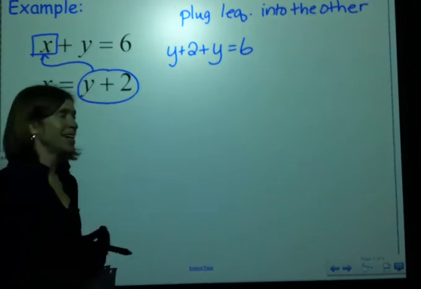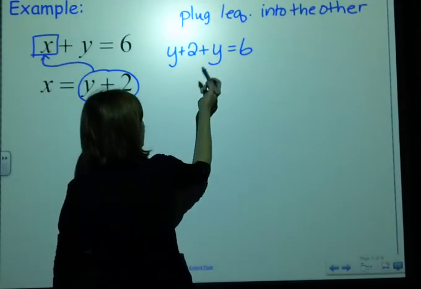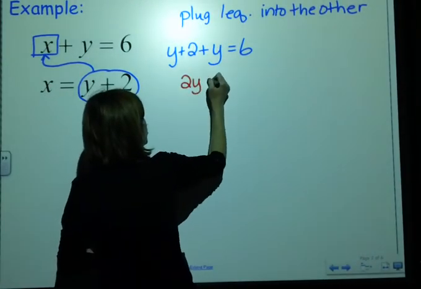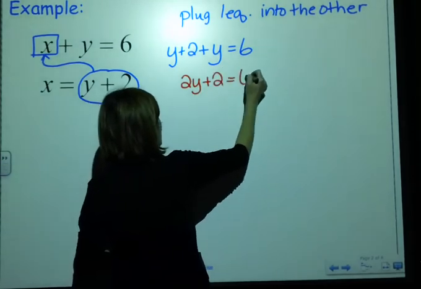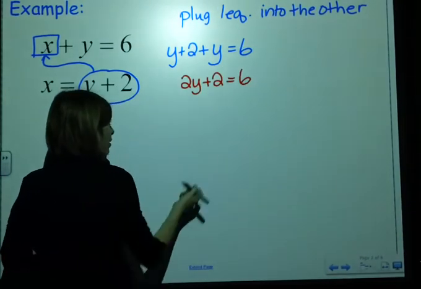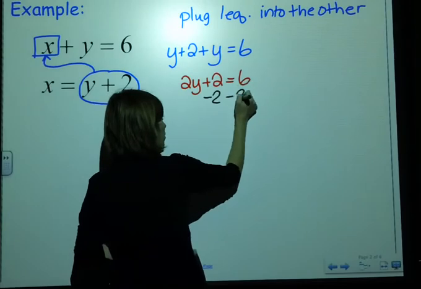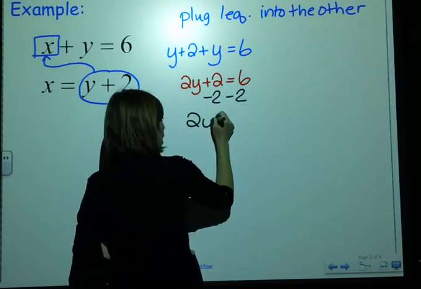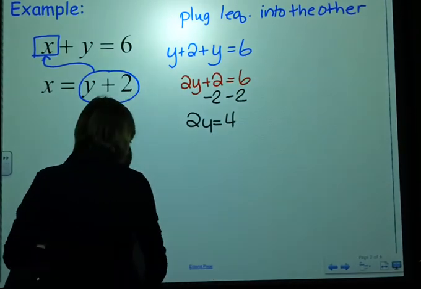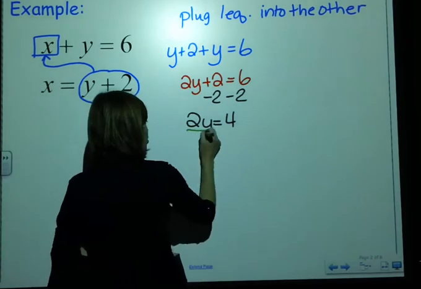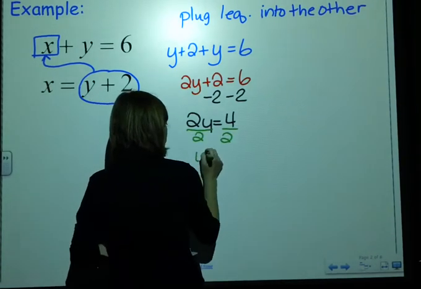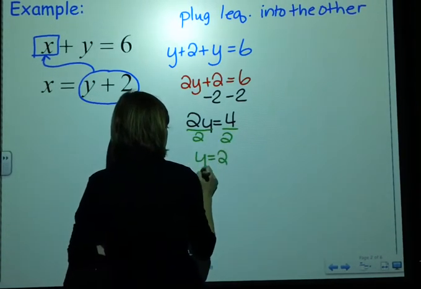I combine the like terms first. So y and y is going to give me 2y. So 2y plus 2 equals 6. Then I'm going to subtract 2 on both sides and I'll get 2y equals 4. Then I divide by 2 and I get y equals 2. Okay, so y equals 2.